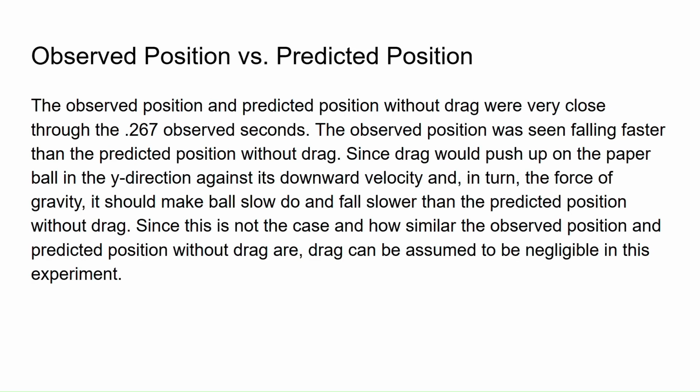The observed position and predicted position without drag were very close through the 0.267 observed seconds. The observed position was seen falling faster than the predicted position without drag. Since drag would push up on the paper ball in the y direction against its downward velocity and in turn the force of gravity, it would make the ball slow down and fall slower than the predicted position without drag. Since this is not the case, and given how similar the observed position and predicted position without drag are, drag can be assumed to be negligible in this experiment.